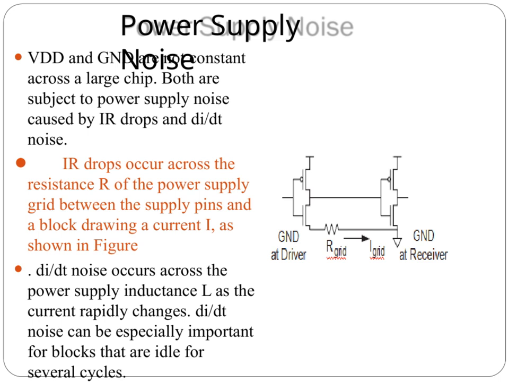power supply. Another critical source of noise is dI/dt noise, which is related to the inductance in the power supply network. When current changes rapidly, this inductance causes voltage spikes or dips. This effect is particularly notable in blocks that remain idle for several cycles and then suddenly switch on, leading to sharp current changes. Together, these factors contribute to power supply noise, impacting the stable operation of the chip.